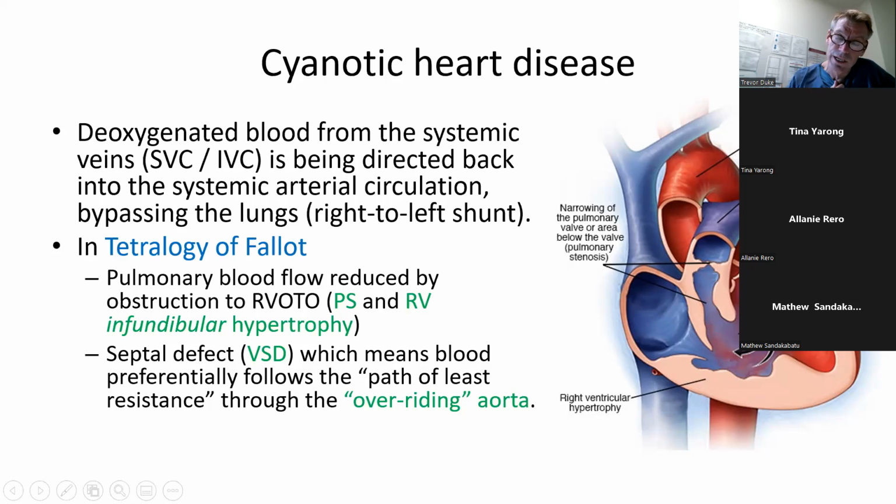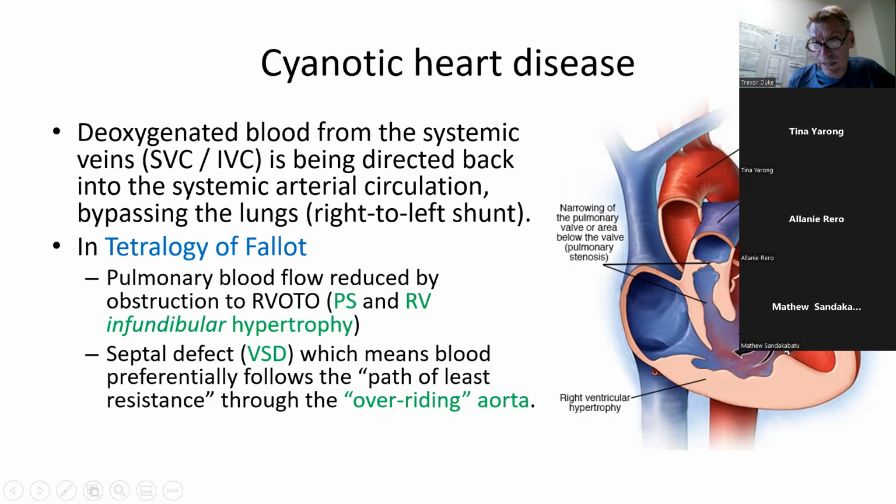And when a child gets upset, they increase their intrathoracic pressure, and that reduces the flow. It causes spasm of the pulmonary infundibulum. So this closes over even more and doesn't allow blood to go forward through the pulmonary artery into the left and right pulmonary arteries. Therefore, blood preferentially goes through the ventricular septal defect.